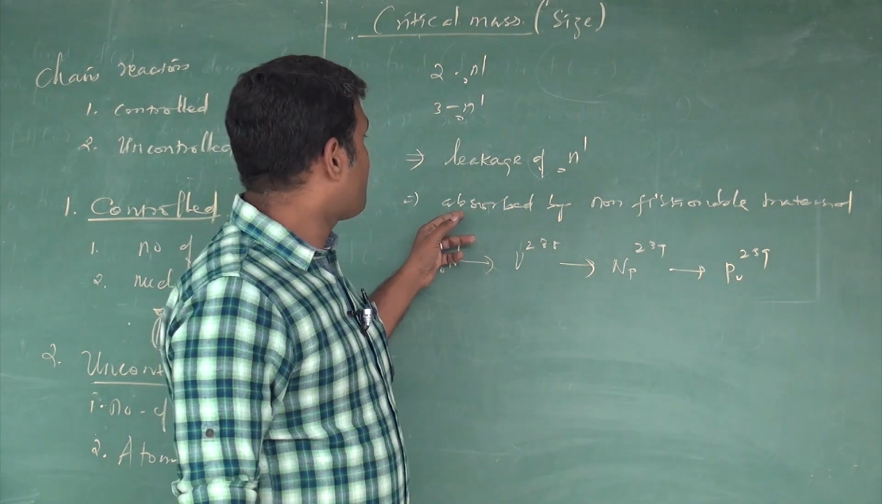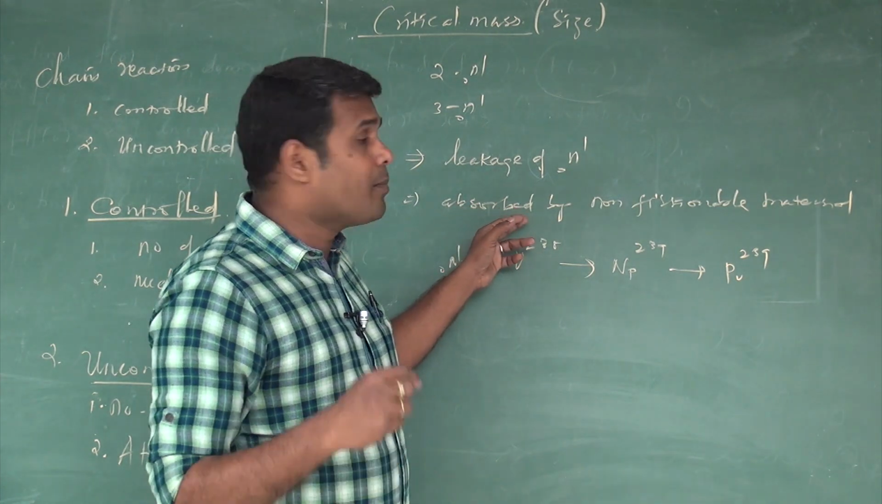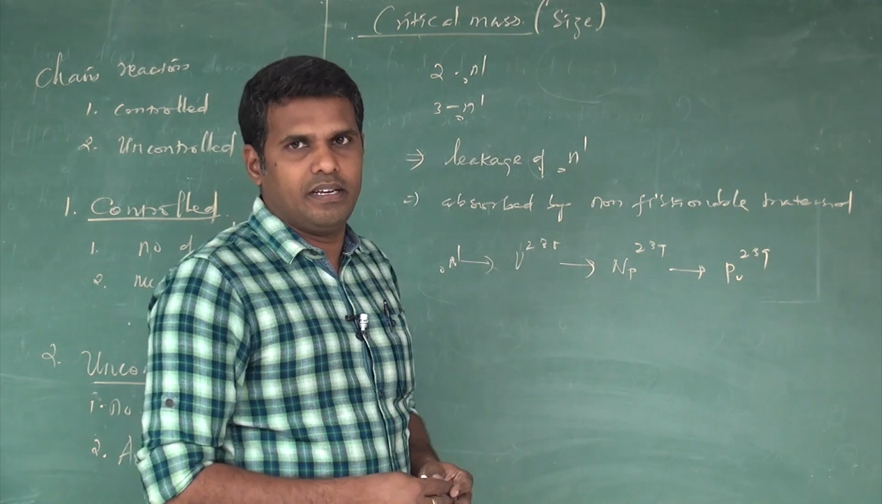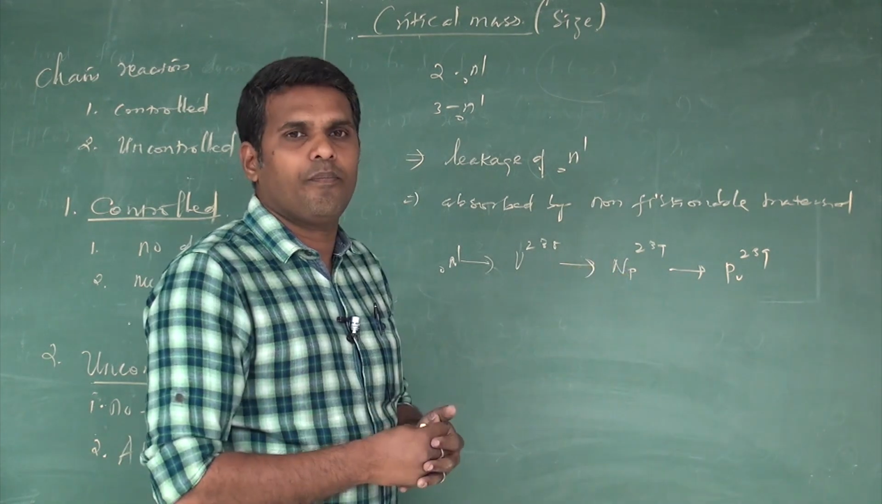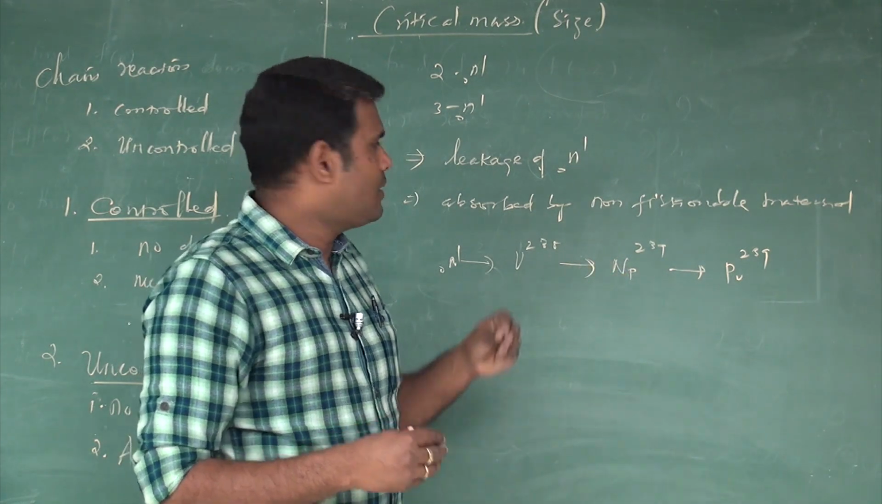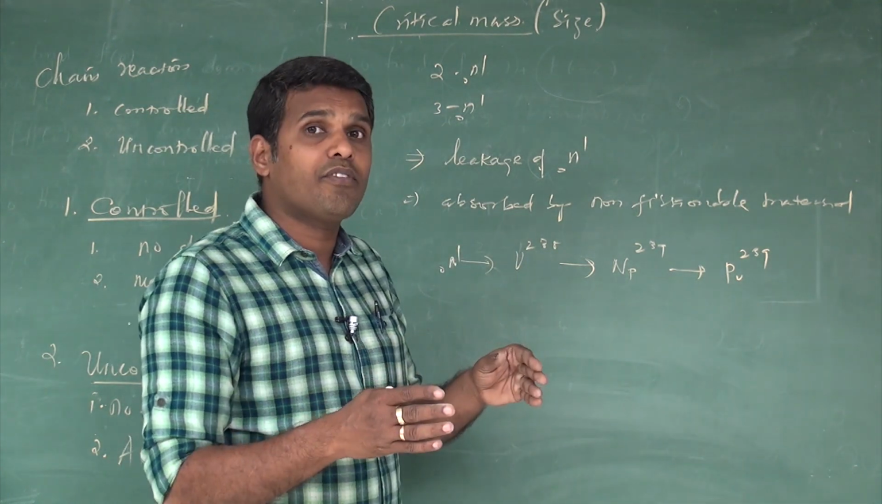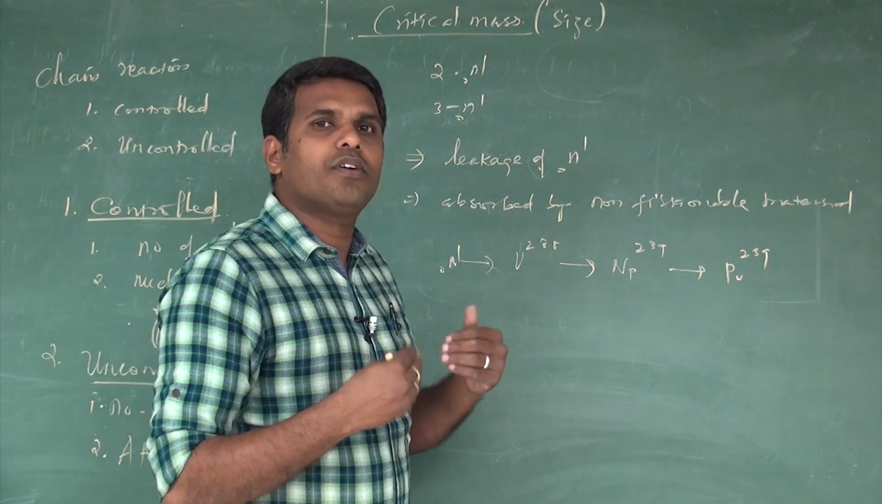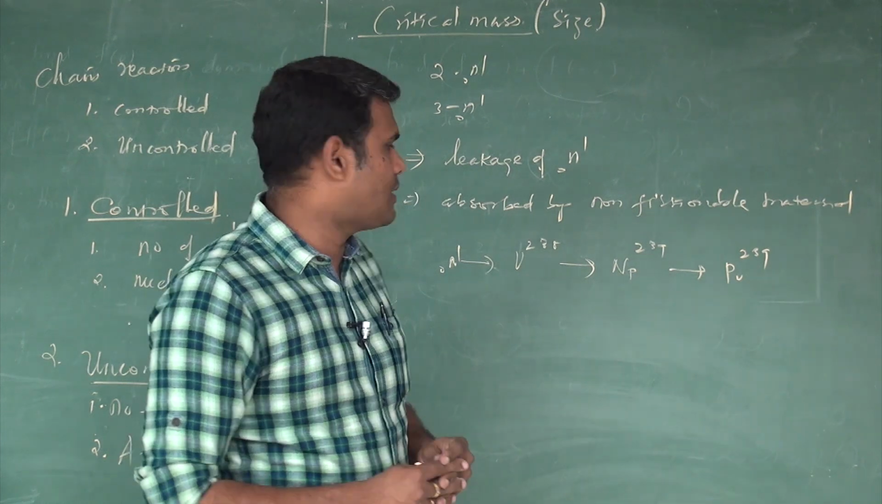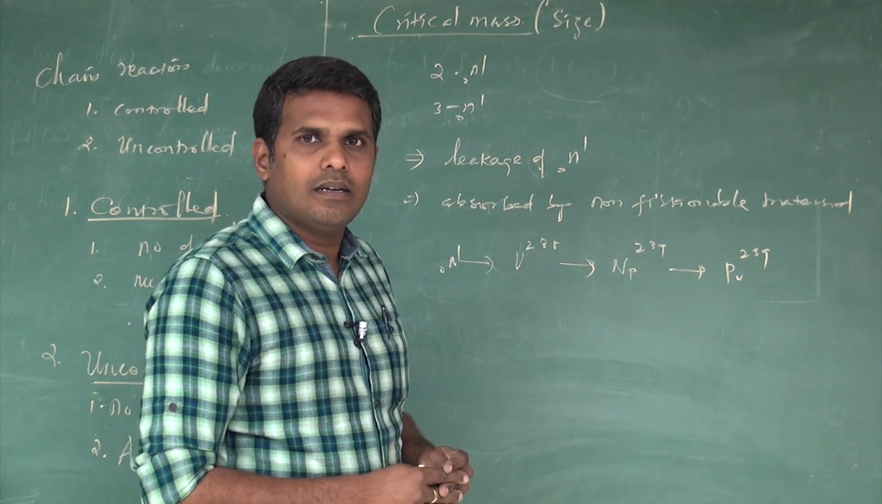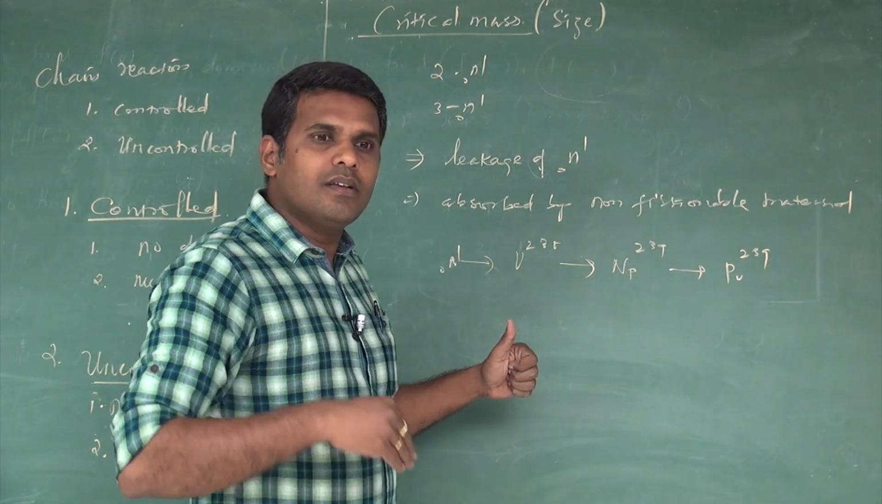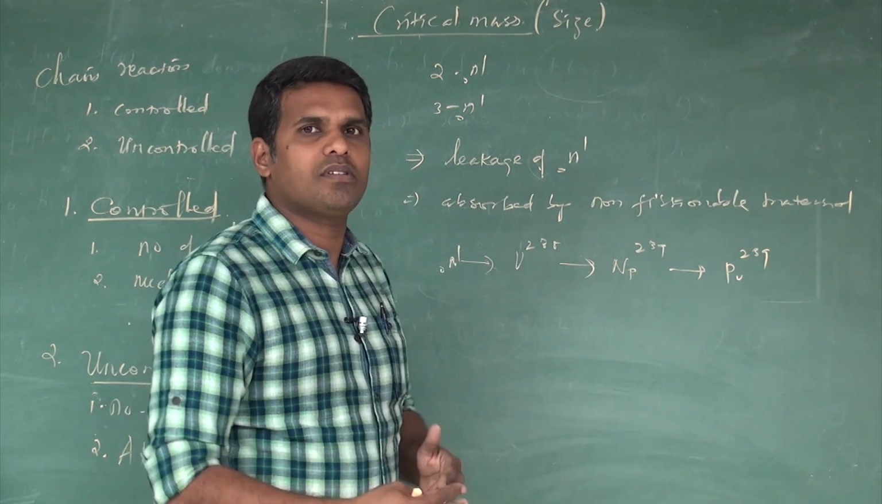Second, they may be absorbed by non-fissionable materials available in the fuel. Because of the absorption of neutrons by non-fissionable materials, the availability of neutrons is less in number, so the fission chain reaction will not be continued further. So the chain reaction will not be sustained.